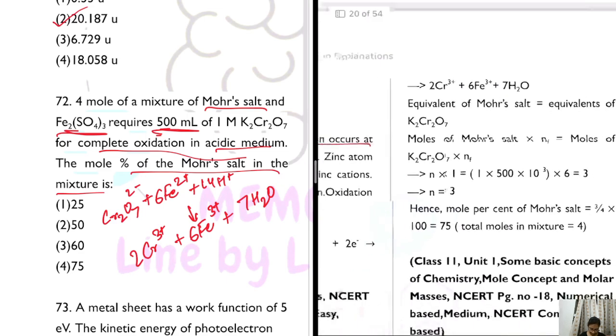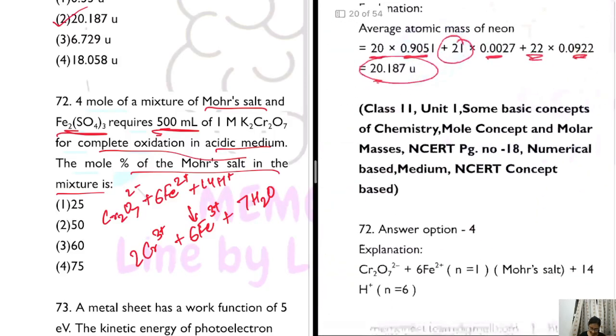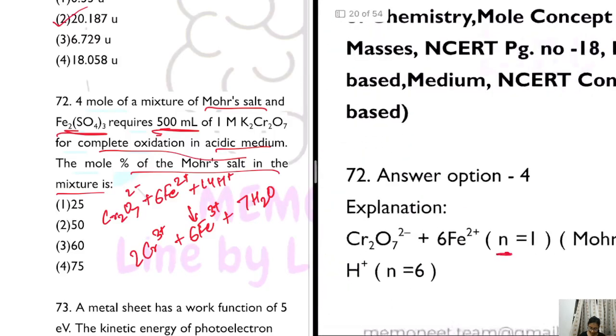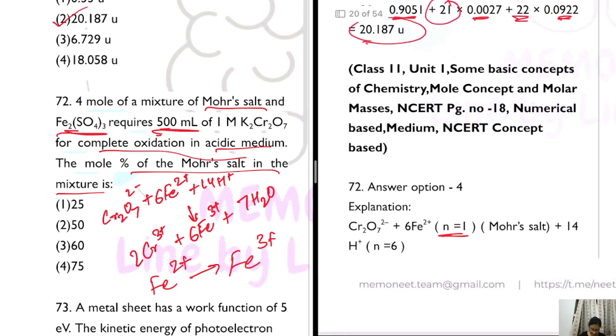Now see, in this, what is the change of electron from Fe2 plus to Fe3 plus? It is 1, so n would be 1. And for Cr2O7, it would be 6.